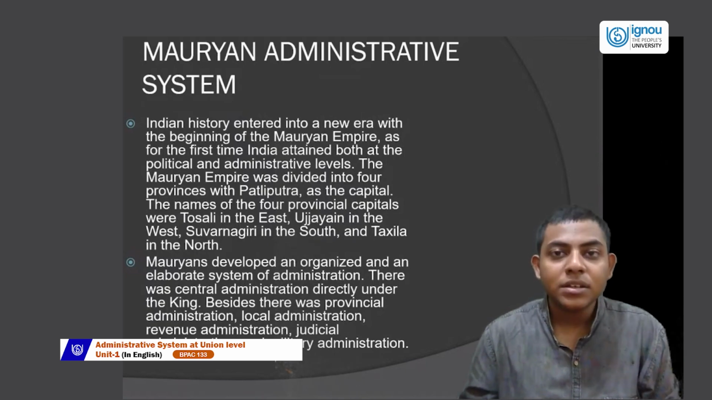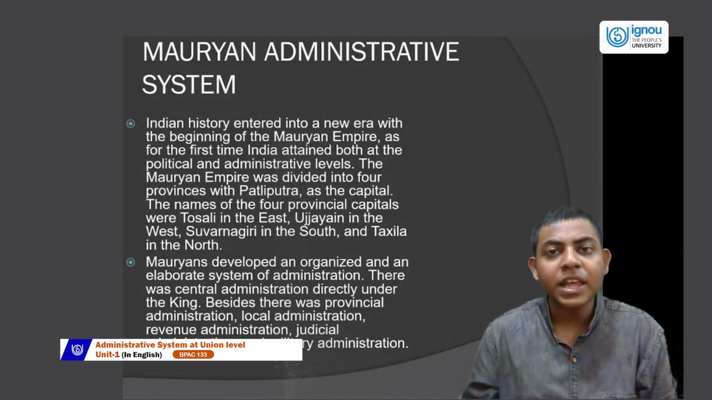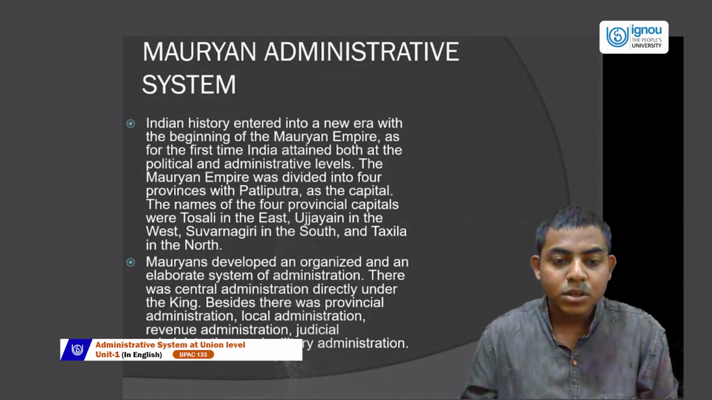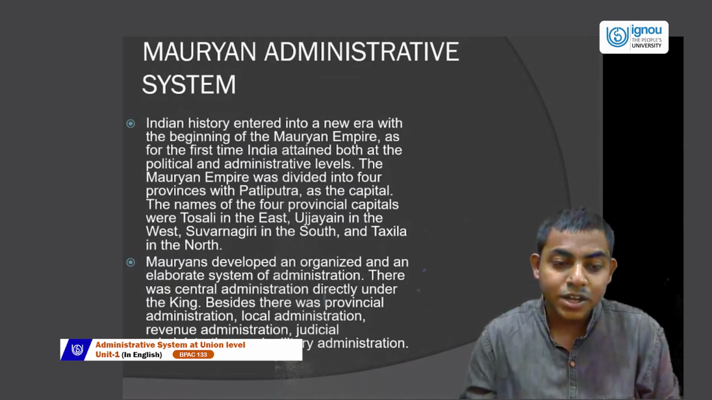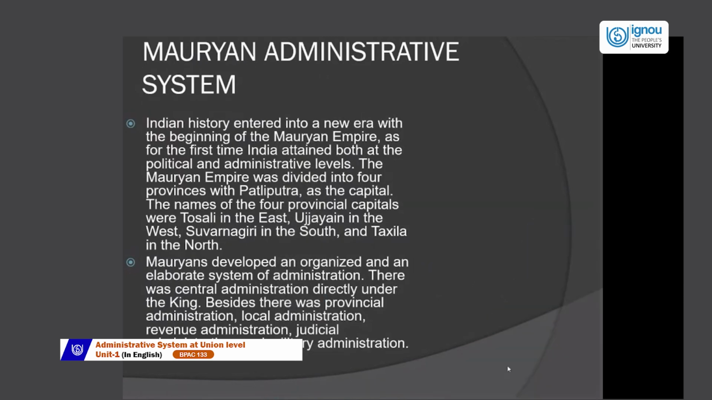The Mauryan Empire was divided into 4 provinces with Patliputra as the capital. The other 4 provincial capitals were Tosali in the east, Ujjain in the west, Suvarnagiri in the south, and Takshila in the north. The Mauryans developed an organized and elaborate system of administration, as we are going to see in this paper, that they developed under the 3 prominent kings, Chandragupta Maurya, Bindusar, and Ashoka.